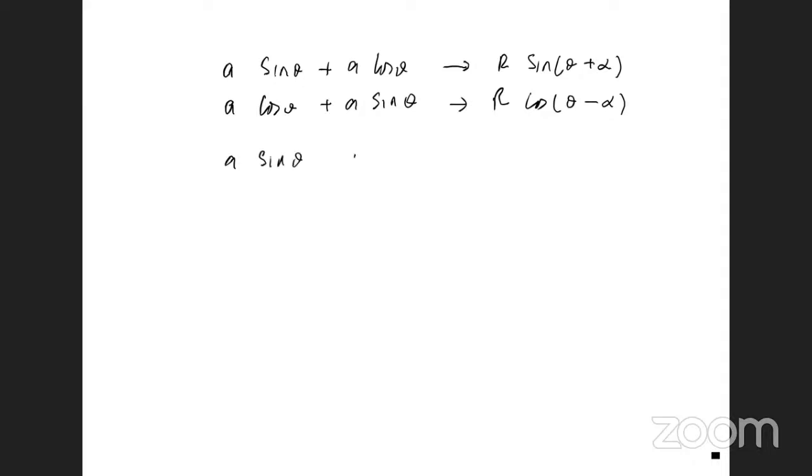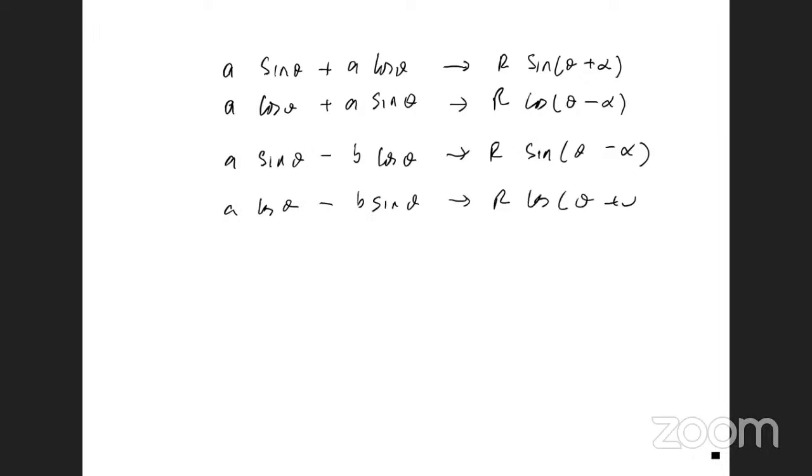If on the other hand you had a sine theta minus b cos theta, then the best identity here to use will be r sine theta minus alpha. If on the other hand it was a cos theta minus b sine theta, then the best identity to use is r cos theta plus alpha, right? So some questions, they don't give you a hint on which one to choose. Some questions will tell you, put it in this form and then work it out. If they don't give you, learn the above. Okay.